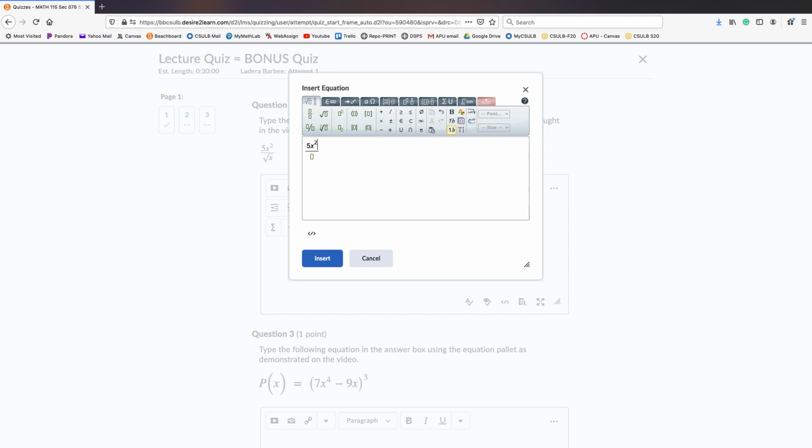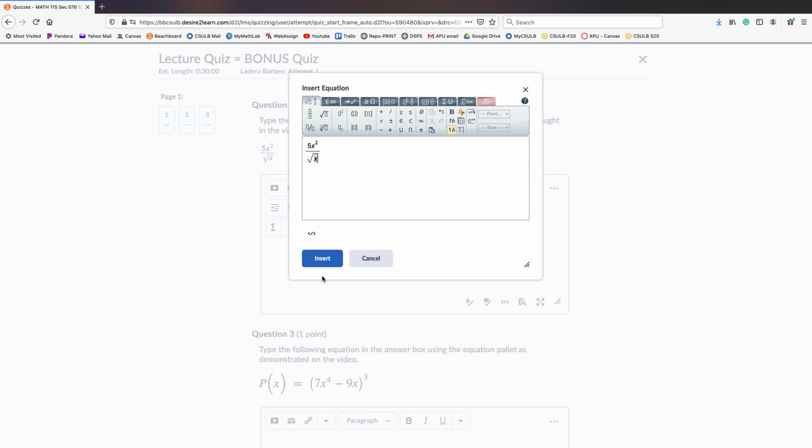I could hit the down arrow to get to the denominator, or I could just move my mouse and click in the denominator. Now I need the square root of x. If I type x first and then the square root symbol, x isn't here. So I'm going to delete that x, and really I should have hit the square root symbol first, and now I can go ahead and put my x.